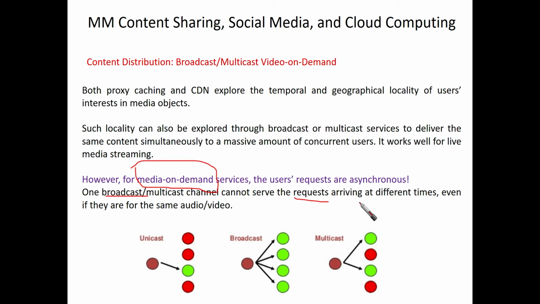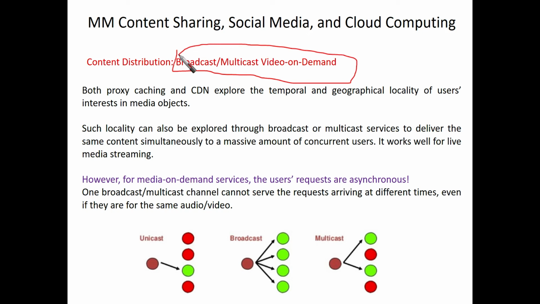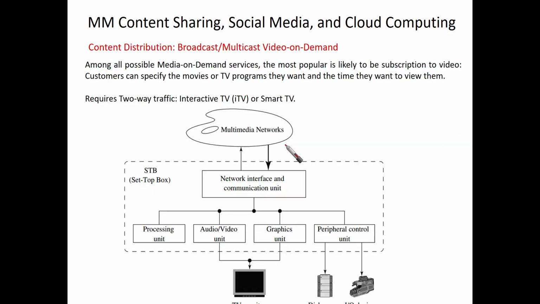And even with the same audio and video, if there are 3 users who want to watch the same video at 3 different times, then CDN and proxy caching perhaps are not good, right? So that's why we need something to handle broadcasting and multicasting for video on demand, or more generally media on demand services. Not only video on demand, but media on demand: audio, video, and various other things. But the most popular is video on demand, right? I like to watch something at a very particular time.